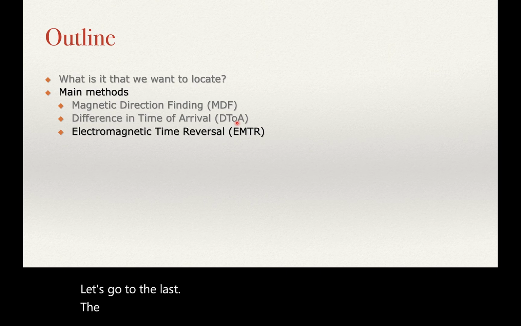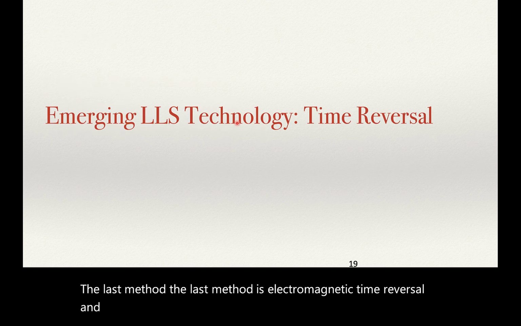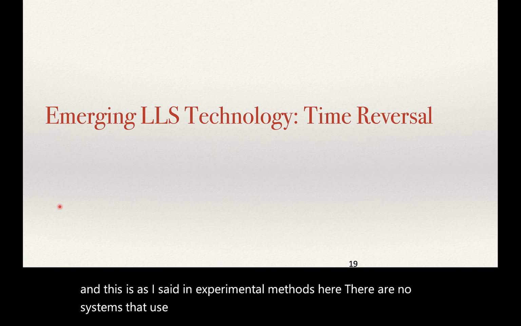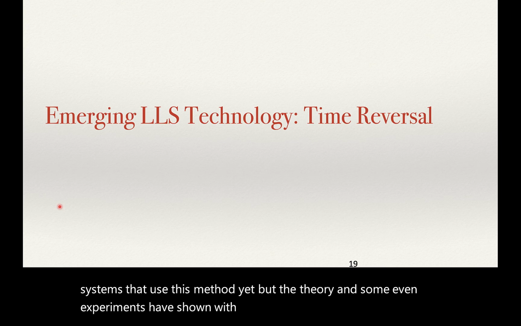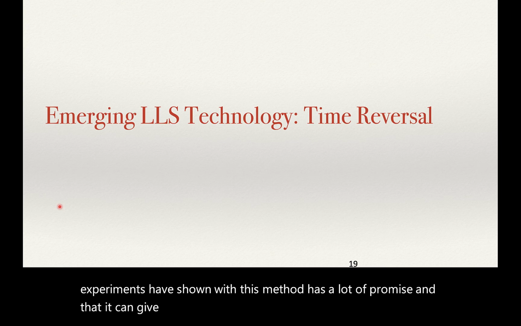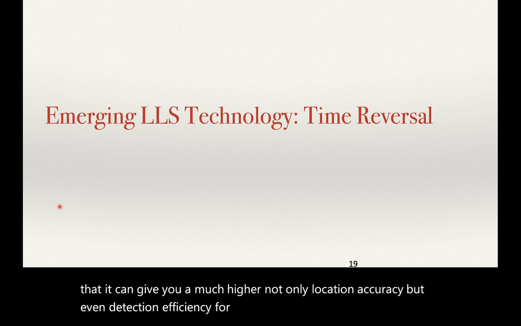The last method is electromagnetic time reversal, and this is, as I said, in experimental methods. There are no systems that use this method yet, but the theory and some even experiments have shown that this method has a lot of promise, and that it can give you a much higher not only location accuracy but even detection efficiency for these systems.